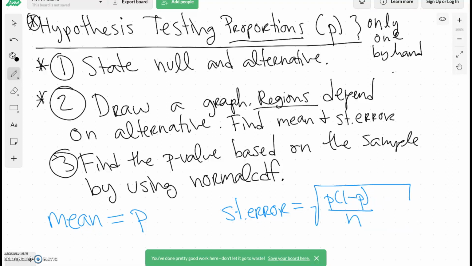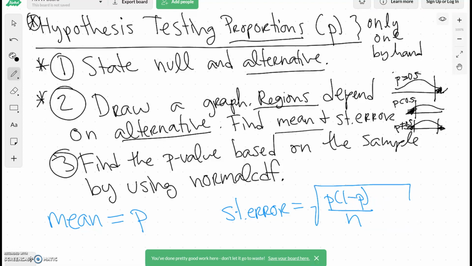And the region when we draw our normal curve will depend on whatever the alternative is. If it's greater than, it's going to look like this. If it's less than, then it's going to go on the left-hand side. And if it's not equal to, then it's going to be on both sides. So if you have P greater than 0.5, it'll be on this side. If you have P less than 0.5, the P value will be here. If you have P not equal to 0.5, then it'll be on both sides, so you'll have two P values. So that will depend on the alternative.